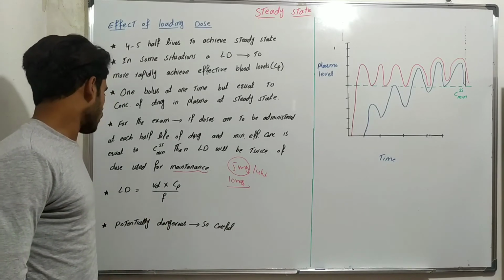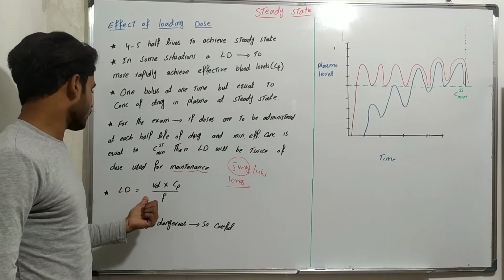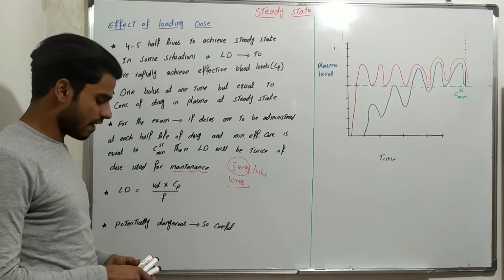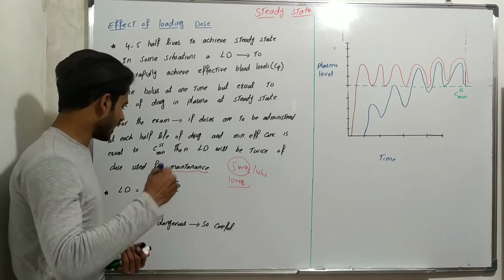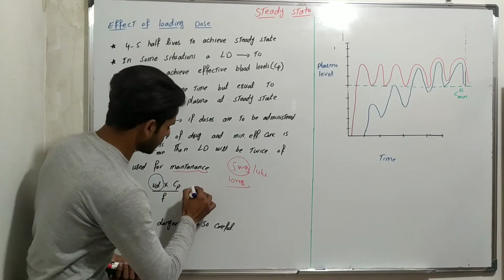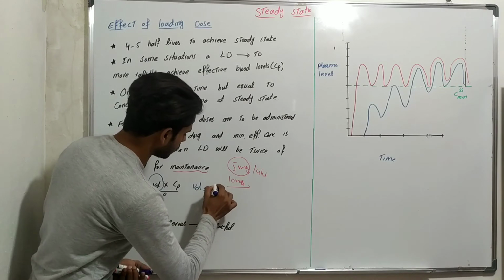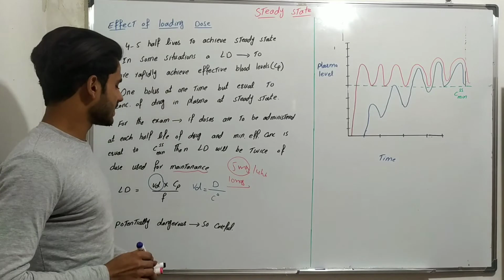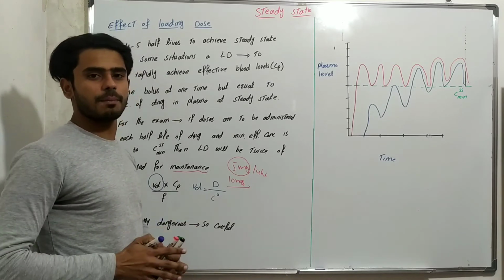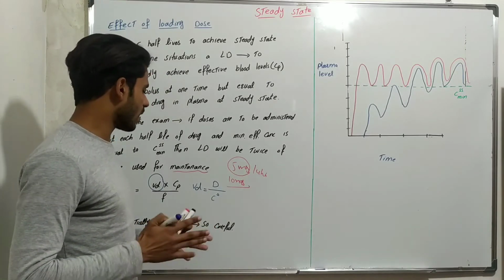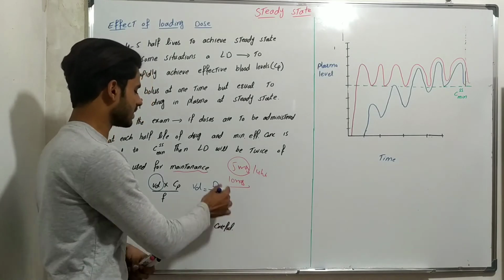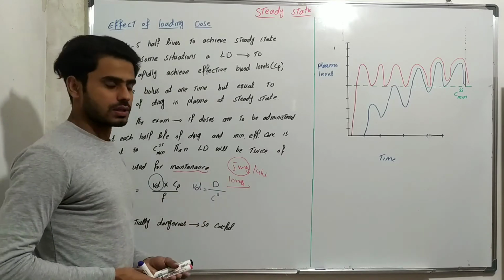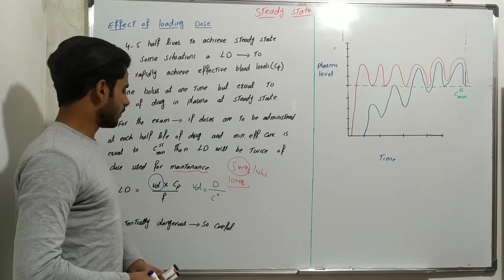The second concept is about its formula. The formula says that the loading dose is equal to volume of distribution multiplied by plasma concentration divided by F. F is bioavailability. So what is the volume of distribution? You know that volume of distribution is equal to the dose of a drug divided by C naught. What is C naught? C naught is the concentration of a drug in plasma at 0 time. At 0 time, what is the concentration of a drug in plasma? That is called C naught. And D is the dose of a drug and VD is the volume of distribution.